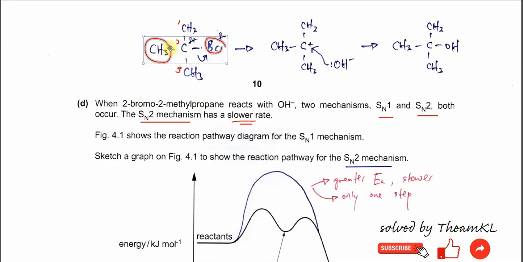And this halogenoalkane is a tertiary halogenoalkane, because the C with the bromine now is bonded to 3 alkyl groups, so it's tertiary. A tertiary halogenoalkane will more likely undergo the SN1 mechanism. That's why SN2 is not really going to happen. That's why it's a slower rate.